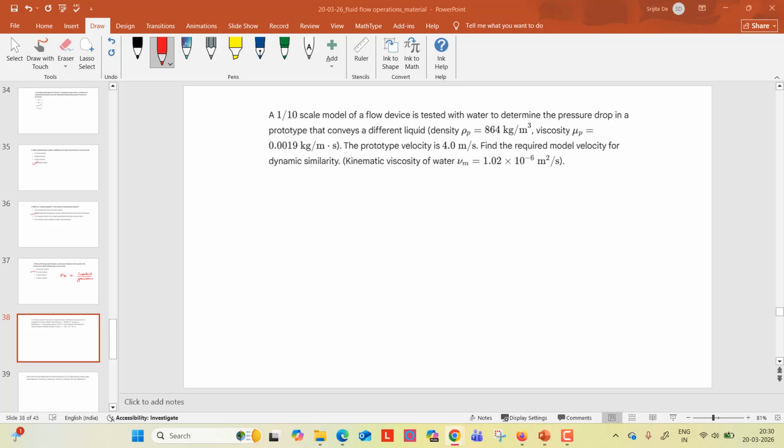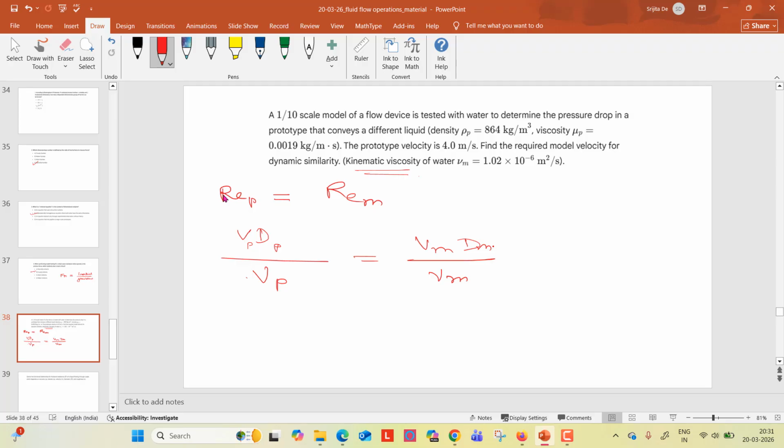Kinematic viscosity is given. So dynamic similarity means Reynolds number will be similar for prototype and model. As this is represented in terms of kinematic viscosity, we can write Vp dp by nu p equals Vm dm by nu m. What is to be found? Find the required model velocity, right?